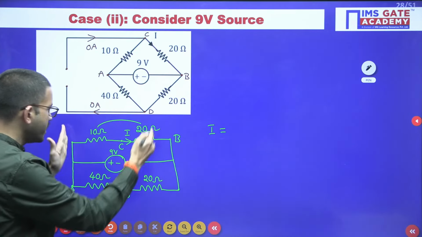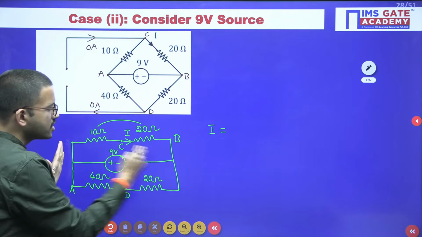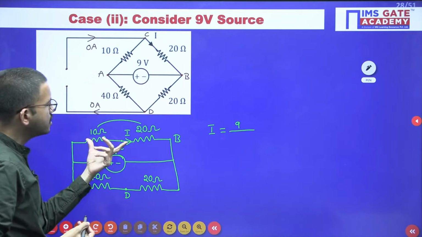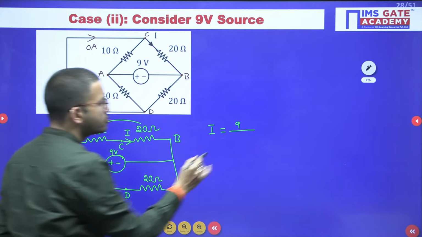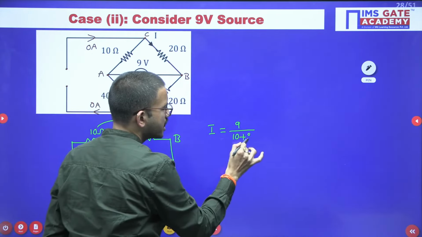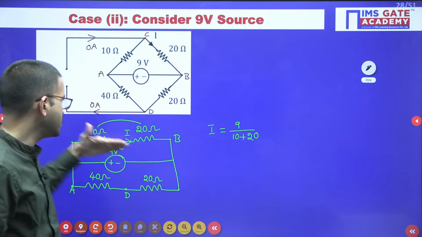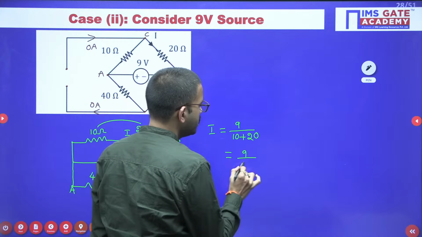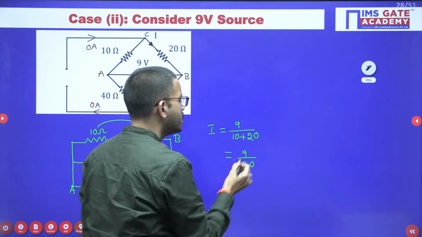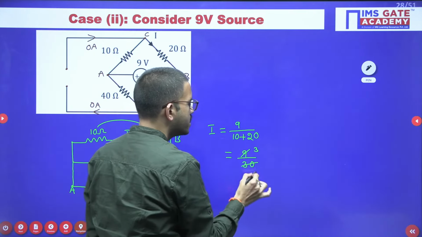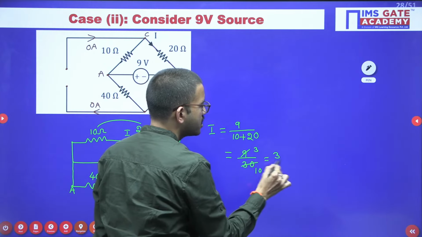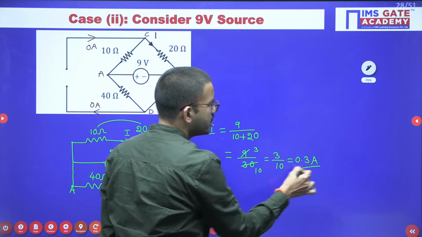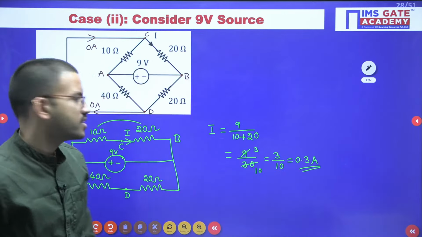We know that across the terminals A and B of the entire network we have 9 volts, and the equivalent resistance is 10 plus 20 because they are connected in series. In series the current will be the same. So 9 divided by 30. 3 3s are 9, 3 10s are 30. So 3 by 10, that is nothing but 0.3 ampere.